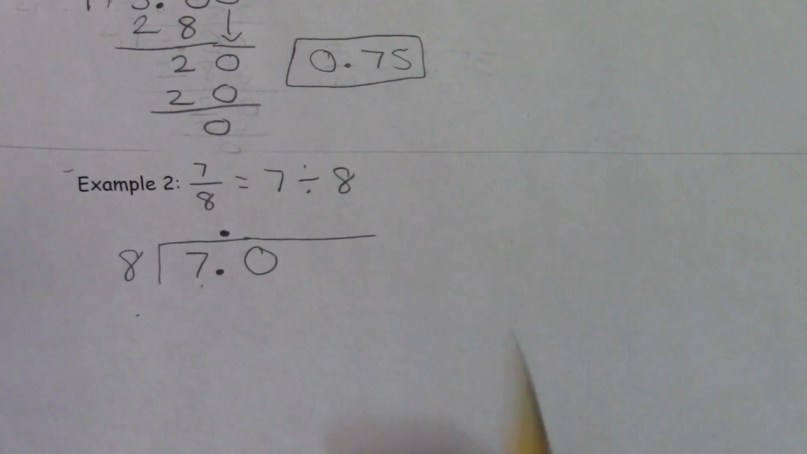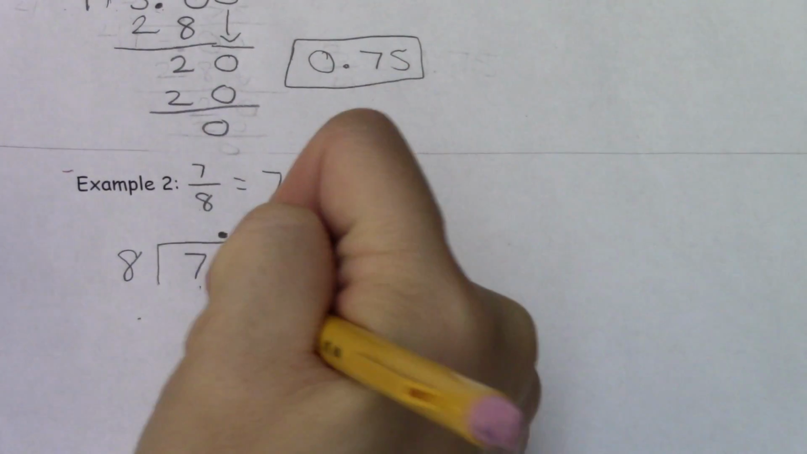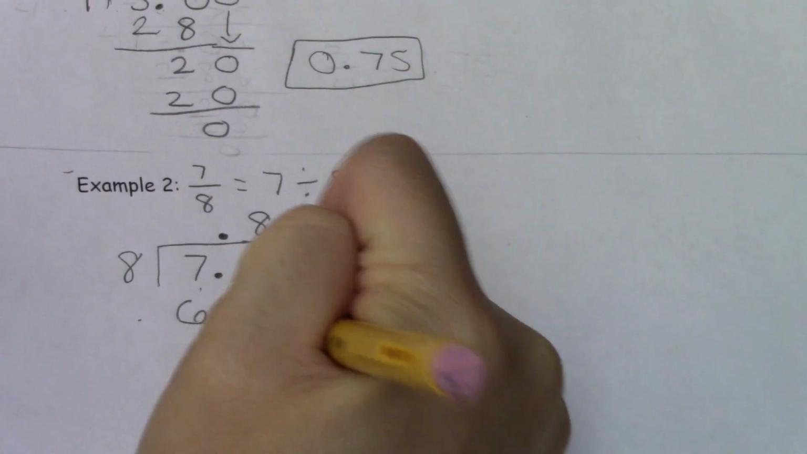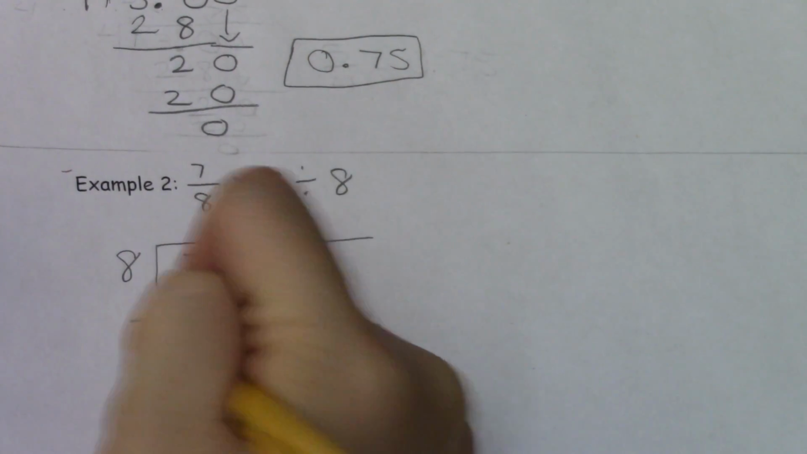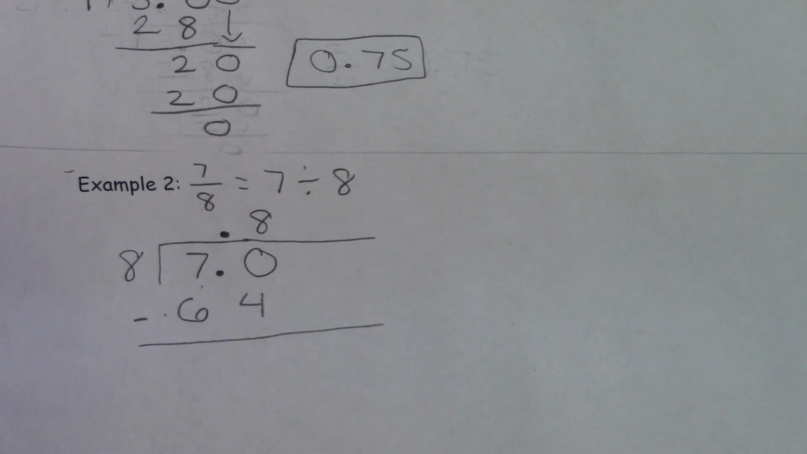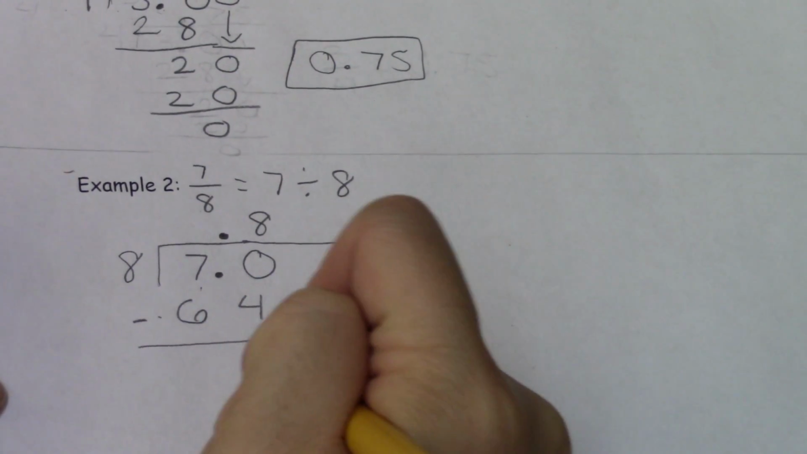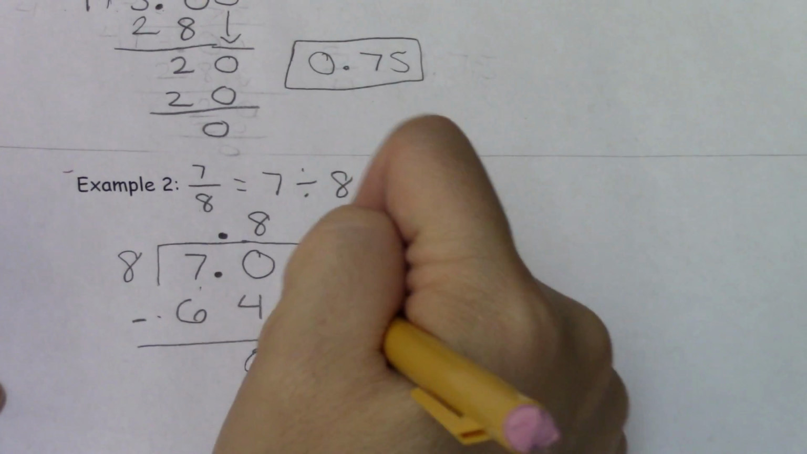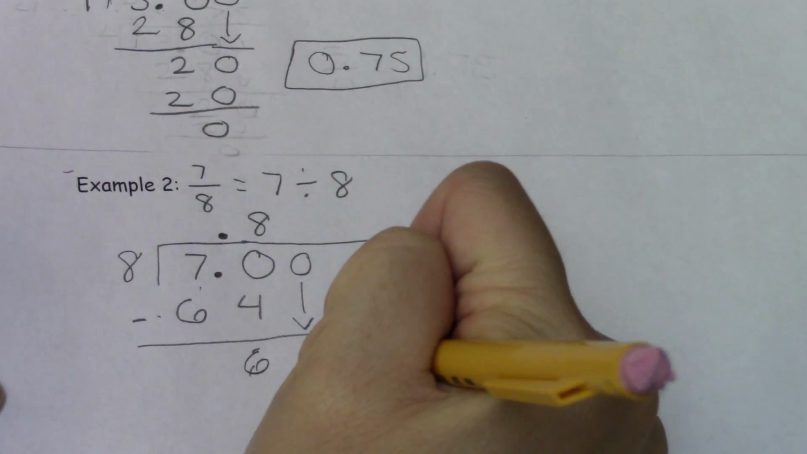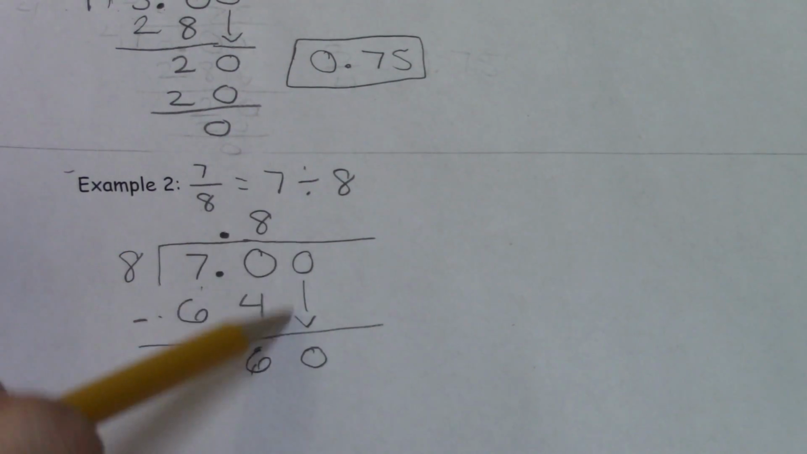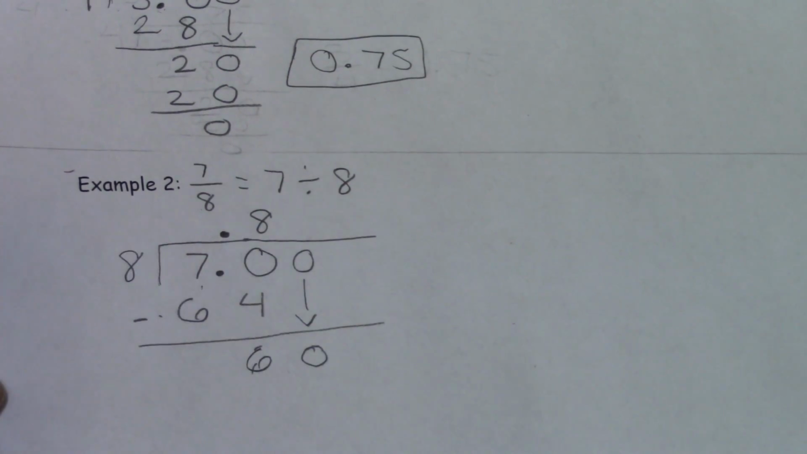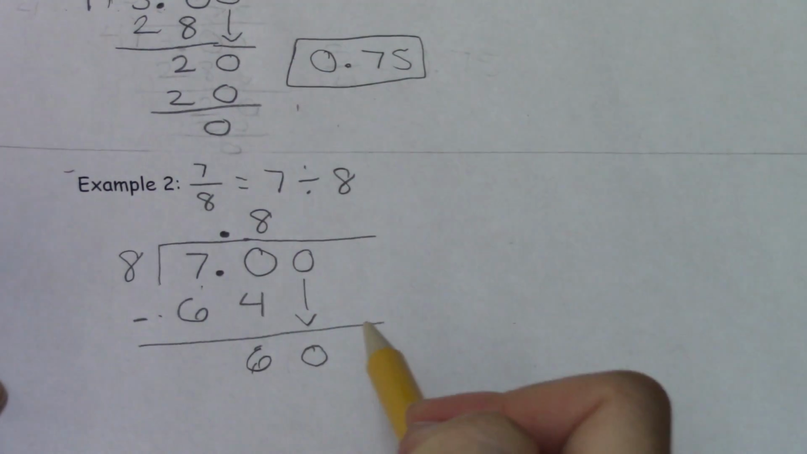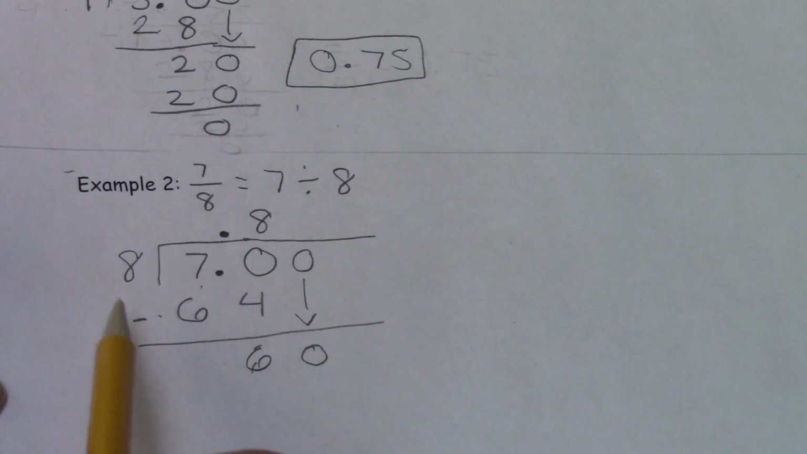Now 8 goes into 70 7 times. Wait, 8 goes into 78 times. 8 times 8 is 64. Okay? 70 minus 64 is just going to be 6. I have to bring down another 0. Again, it's very important that you have all the zeros lined up. Make sure everything's lined up properly before you even start.